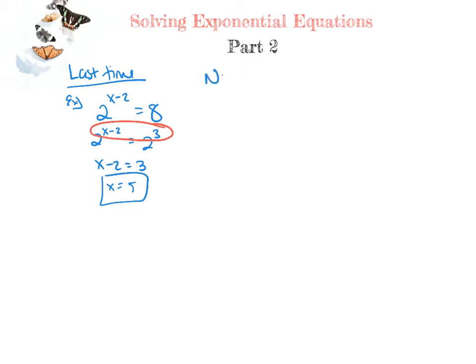Now, here's our issue. We're going to solve equations like 2 to the x minus 2 equals 7. And the problem here is that there is absolutely no way that we can write both 2 and 7 with the same base like we did last time.